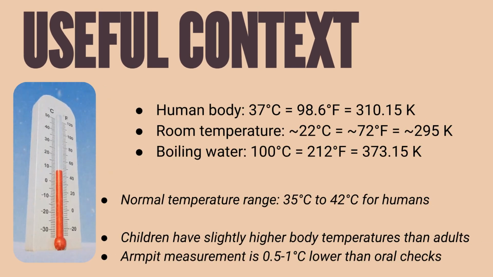Now for some useful context to take note and remember. The average temperature of the human body is 37 degrees Celsius. Room temperature is approximately 22 degrees Celsius, and boiling water is 100 degrees Celsius.